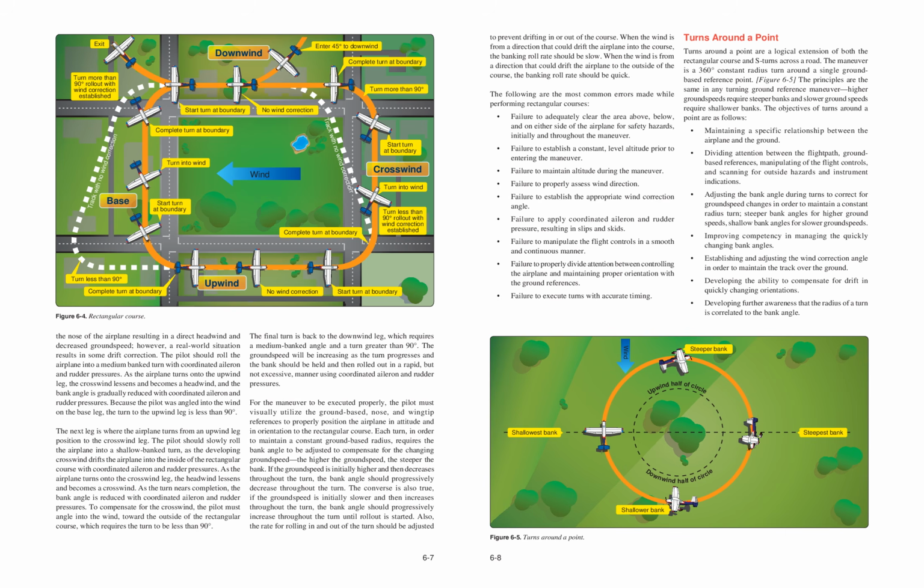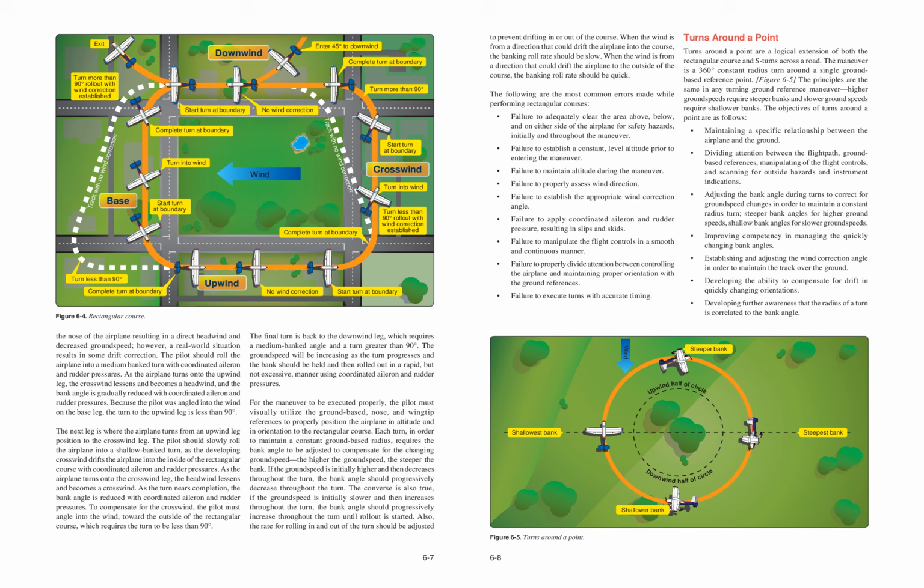Figure 6-4. Rectangular course. The wind is on the nose of the airplane, resulting in a direct headwind and decreased ground speed. However, a real-world situation results in some drift correction. The pilot should roll the airplane into a medium bank turn with coordinated aileron and rudder pressures. As the airplane turns onto the upwind leg, the crosswind lessens and becomes a headwind, and the bank angle is gradually reduced with coordinated aileron and rudder pressures.